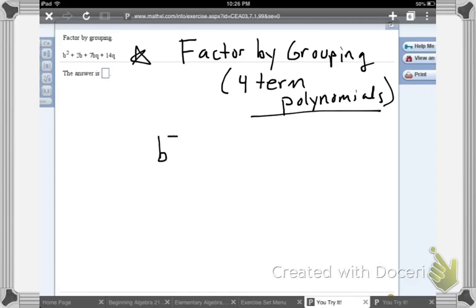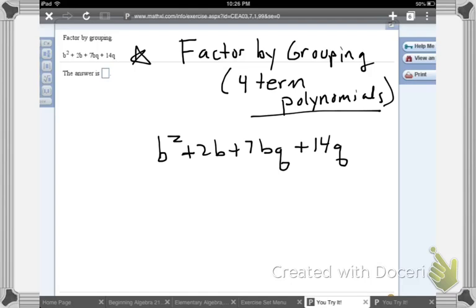I'll rewrite it. B squared plus 2b plus, so this is very similar to your online homework, so we get good practice together. A lot of math, I'd be lying if I didn't say, a lot of math at this point is rinse and repeat, drill and repetition. You have to gain the skill set, and then you move on to applications after that.